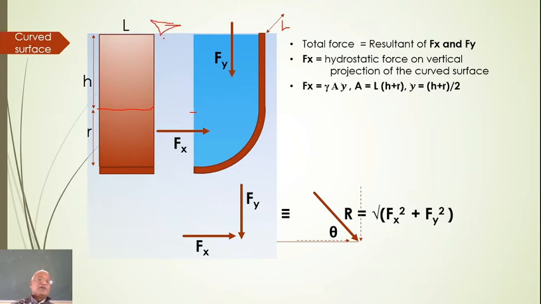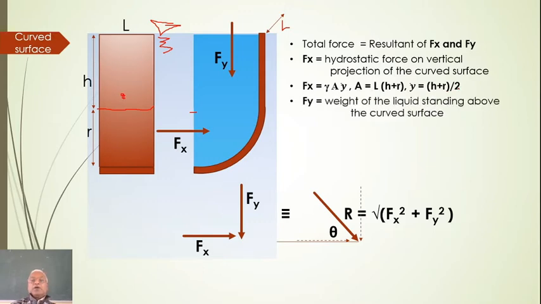So this is where the liquid surface is. In this case also the top edge is attached to that. So gamma A y bar, A is L into h plus r. Y bar, the centroid of this, will be half of the height, h plus r by 2. Okay, Fy will be the weight of the liquid standing above the curved surface. So there you can have the weight of that. So Fy will be gamma multiplied by the volume of the liquid above the curved surface.